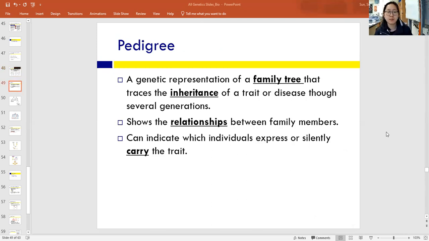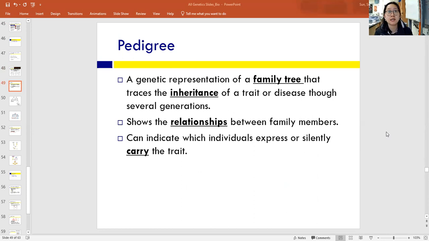The next thing we'll talk about is a pedigree. So I'll show you a picture example of it on the next page, but you probably might have seen it before. So a pedigree is a genetic representation of a family tree. It traces the inheritance of a trait or a disease. It's only one at a time because it's kind of complex to trace multiple. And they trace it through several generations to see where it pops up, who has it.